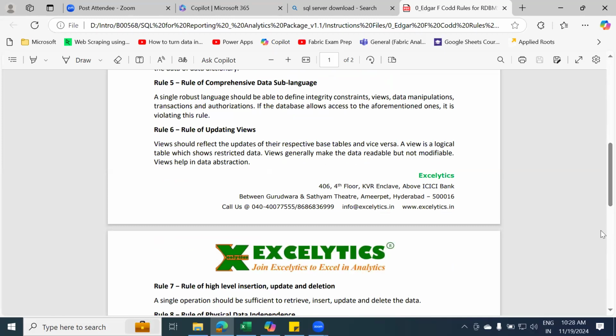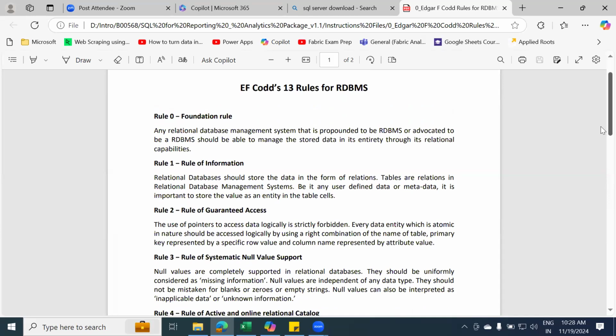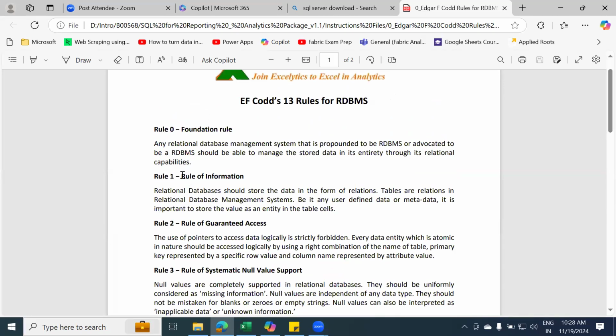Yeah, so let's come here. First, I'll go with one of the important points here. Can you see the first point? What is it saying? Relational databases should store data in the form of relations. Tables are relations in a relational database management system. Be it any user-defined data or metadata, it is important to store the value as an entity in the table sense. Same as what we discussed earlier, we are going to store tables of information, but you establish a relation from one table to another table.